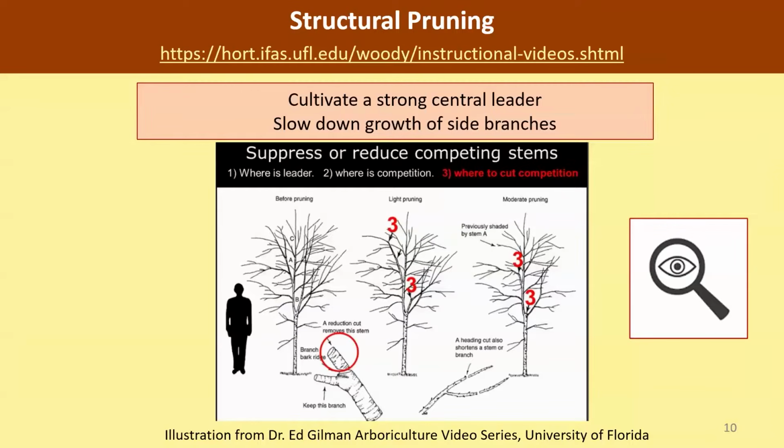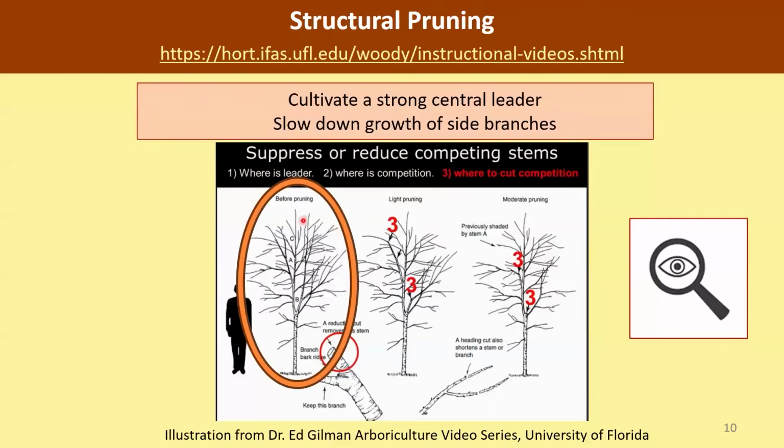So let's talk about structural pruning. Structural pruning encourages a strong central leader and slows the growth of side branches. Let's take a look at this example. And we ask three questions. Where's the leader? Where is the competition? And where do we cut the competition in order to slow its growth and reduce the impact on the leader? So the leader is conveniently labeled C, and the competition are labeled A and B.